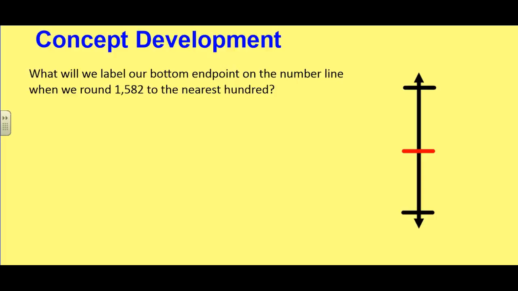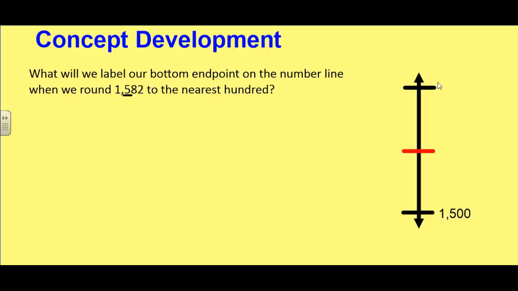It's the number in the hundreds place that we're going to be looking at. So asking ourselves first, how many hundreds are in 1,582? You can see that there's a 5 in the hundreds place, so that tells me that there are 5 hundreds in this number. So our bottom number is going to be 1,500.